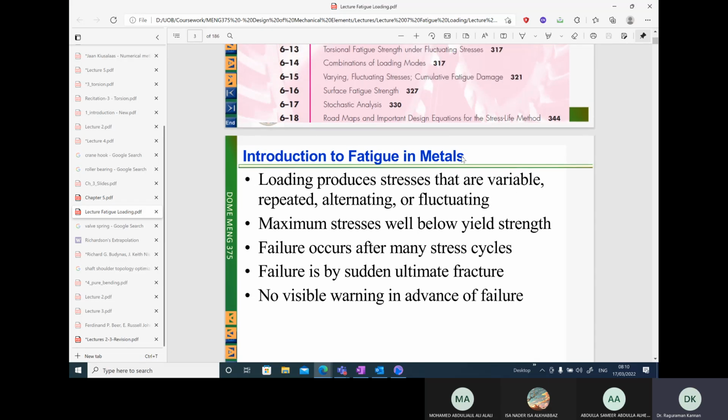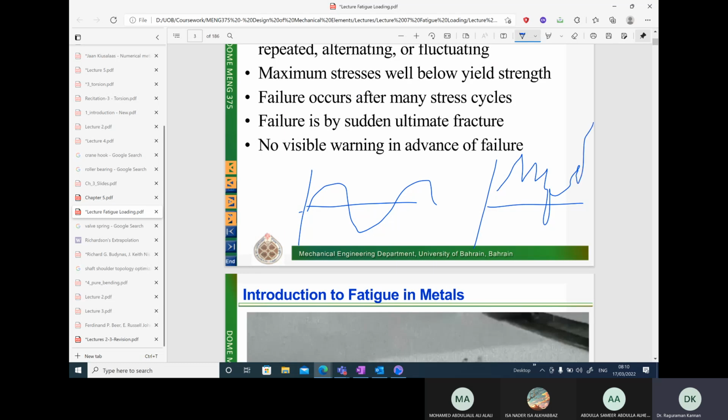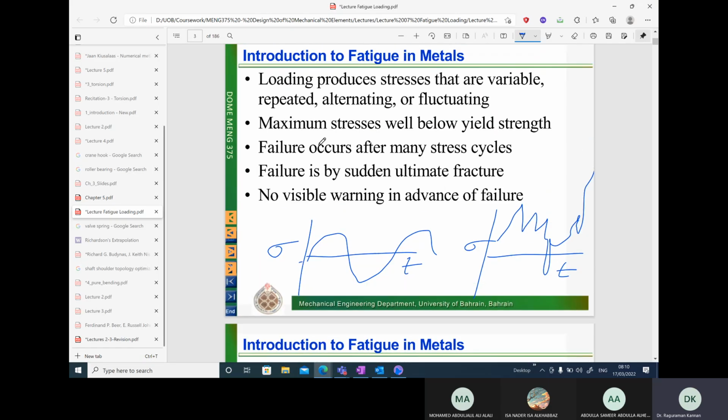For example, I can vary the stresses in various ways. You can have nice positive and negative values, or you can have random fluctuations like this. Okay. So this is stress versus time, stress versus time. So that is what is being said here.